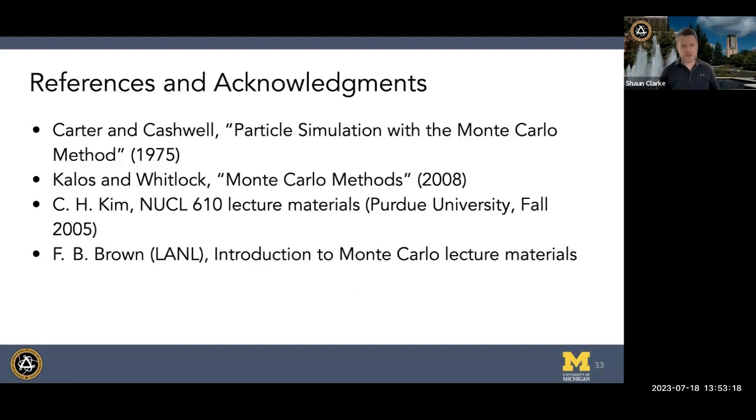So these are a couple of books that I like here at the top. Carter and Cashwell is a seminal textbook from the 70s that really covers a lot of the underlying stuff. Carlo-Clarke is a more recent textbook, and of course, I based this off some of my own notes as well. So with that, we've got about 10 minutes left, and I'd be happy to take any questions if anybody has them.